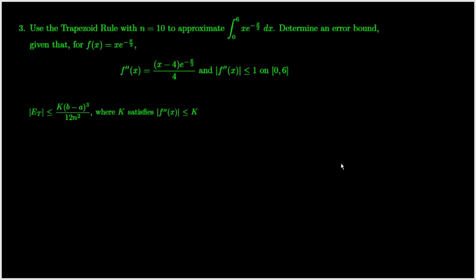Now, question number 3. The question has 2 parts. The first part is to use the trapezoid rule with n value of 10 to approximate the same integral. We just increase the number of subintervals to 10. The second part is to use that formula to estimate the error, to determine the error bound. For the first part, I wrote a little R program.